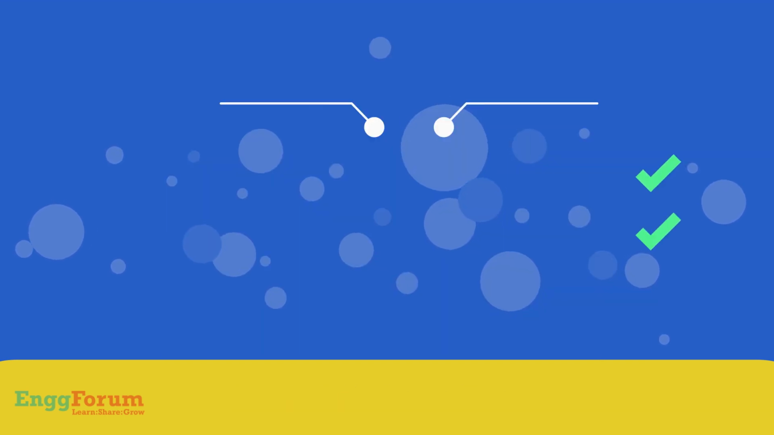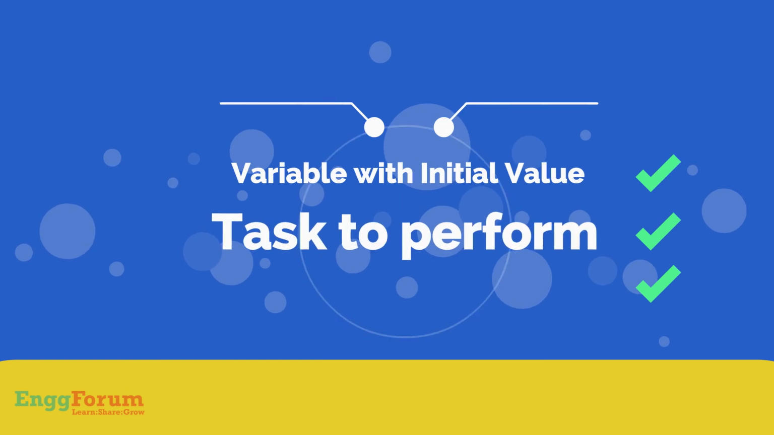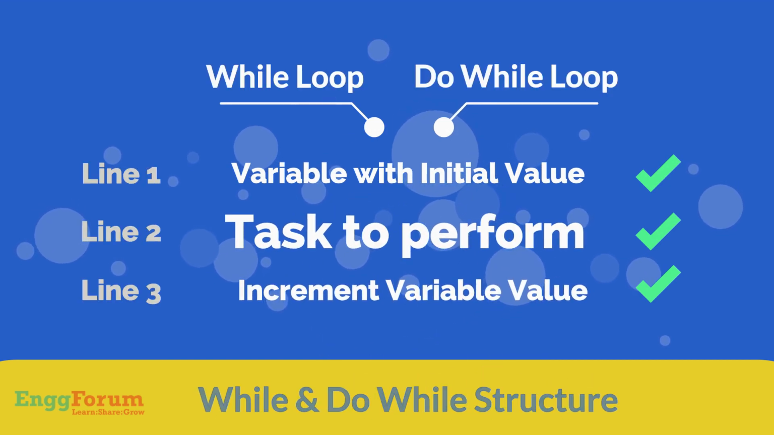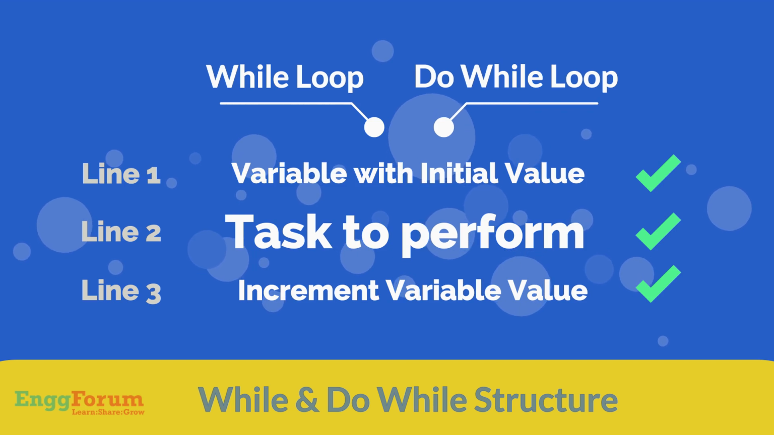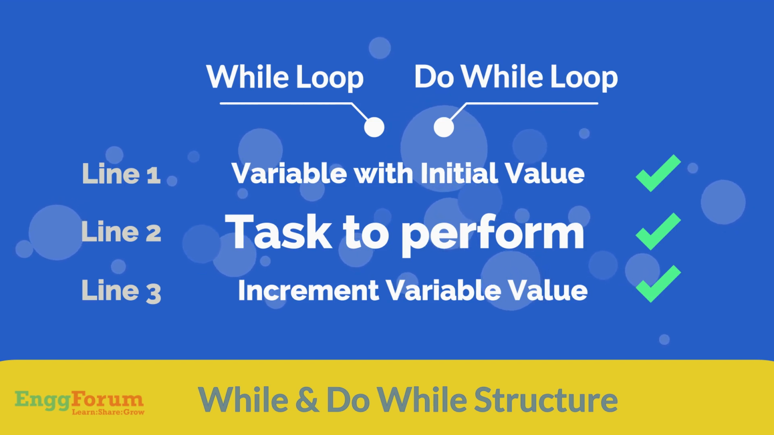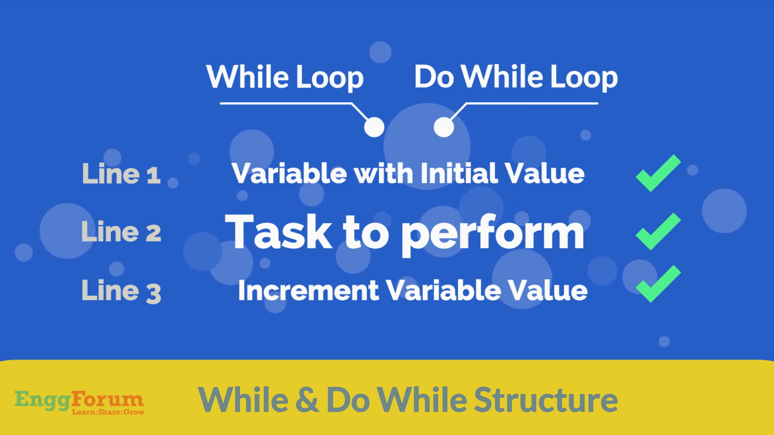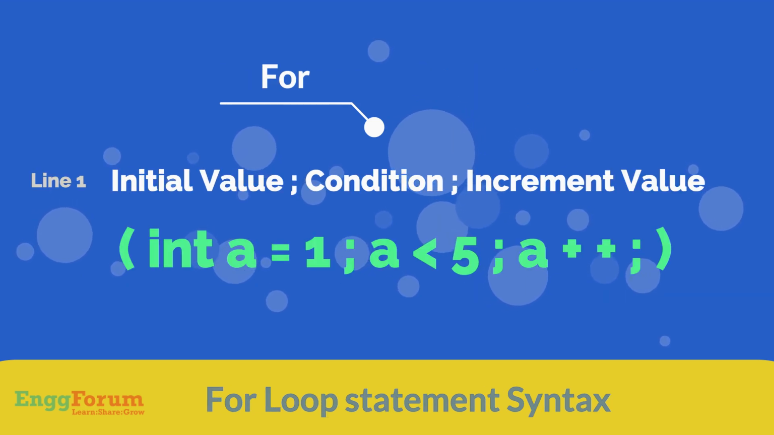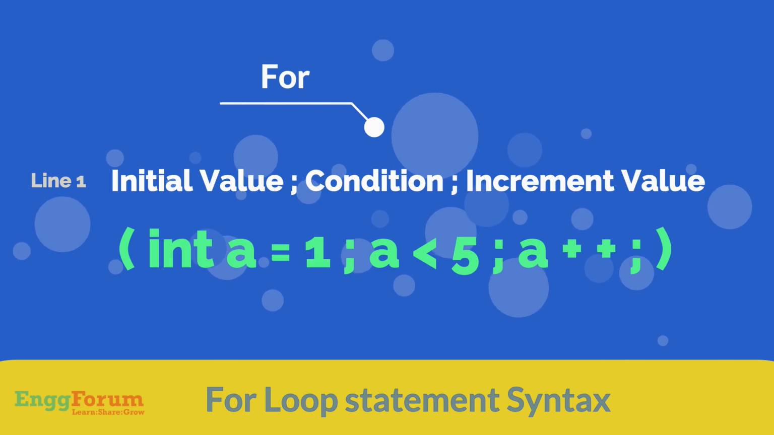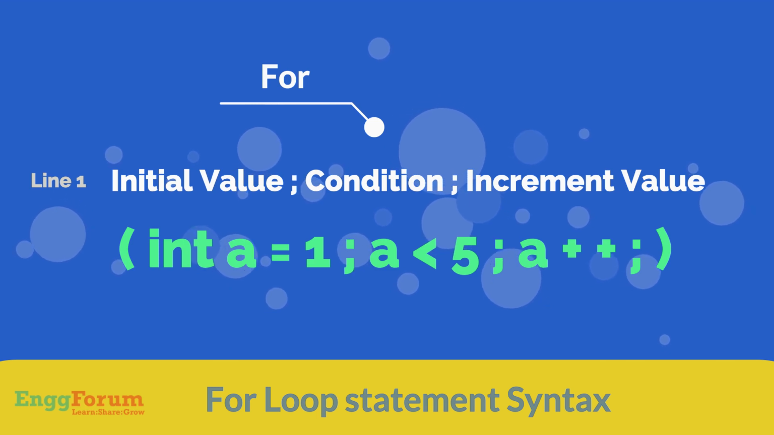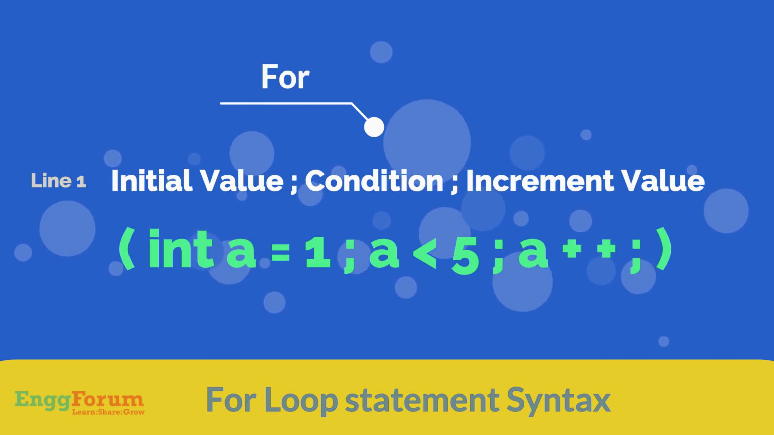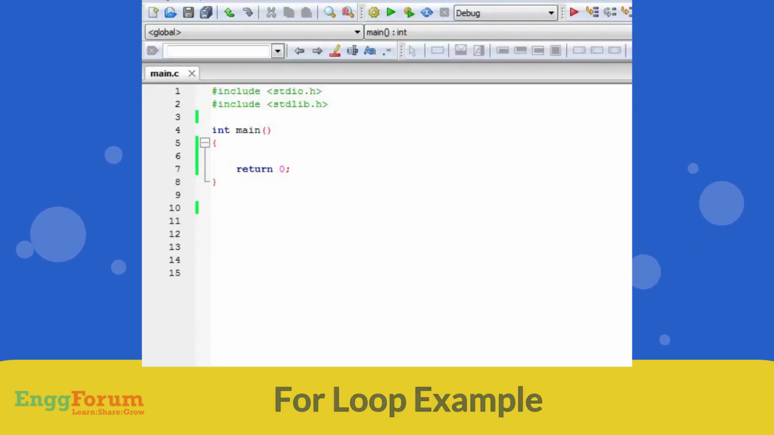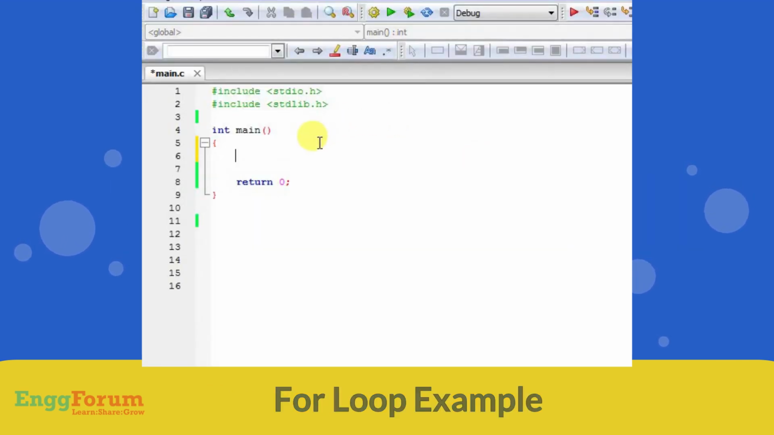In while and DoWhile loops, we had two important aspects. First, a variable, which had an initial value, and later we incremented its value. Second, we had a block of statements to execute. Now, in case of for loop syntax, we initialize a variable. Then, give a condition to check, and third, increment the variable. Let's code a simple for loop program in C.